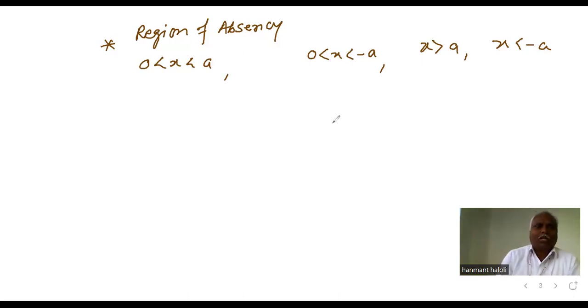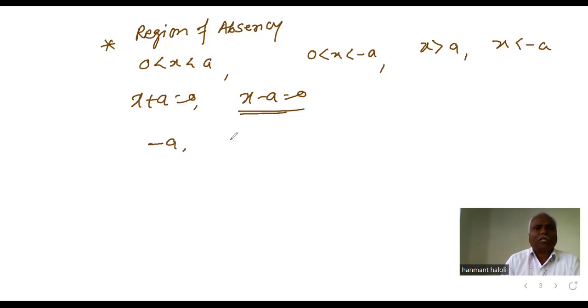We identify this one by using the equation of the asymptote. You get x + a = 0 and x - a = 0. This is the equation of the tangent, meaning x is minus a and x is plus a. By using this, you have to find the absence of the curve.